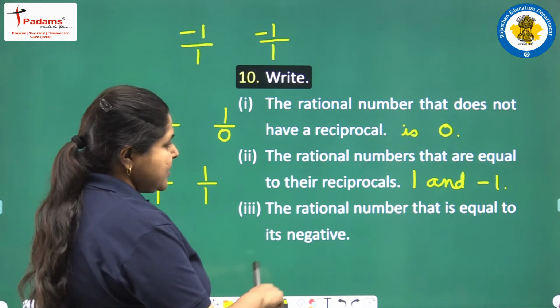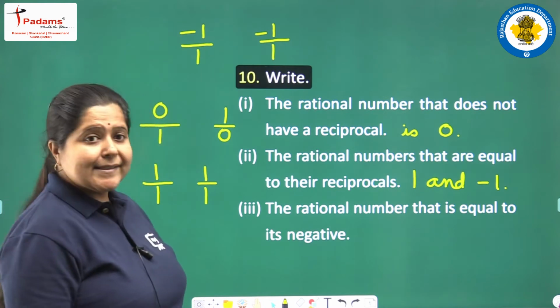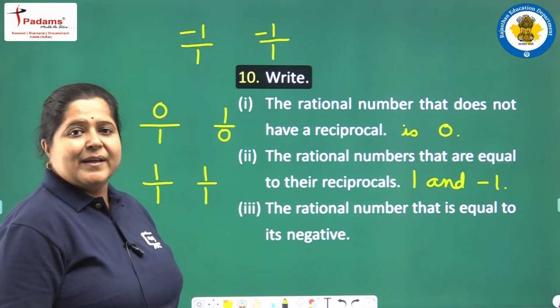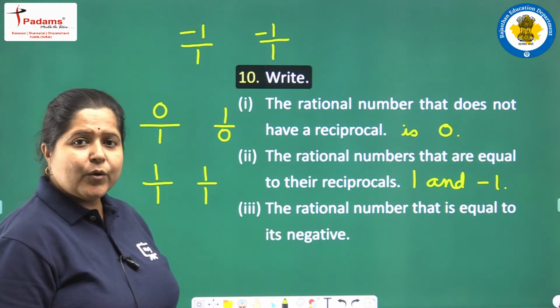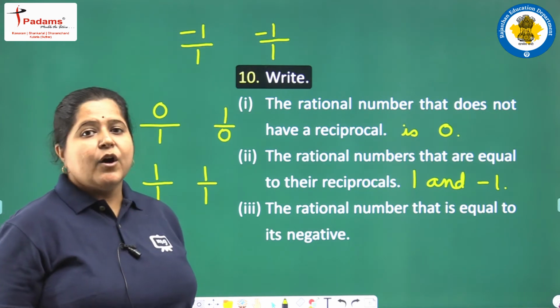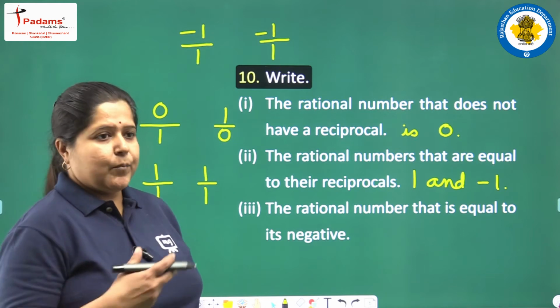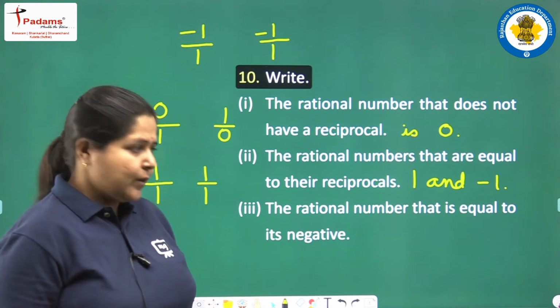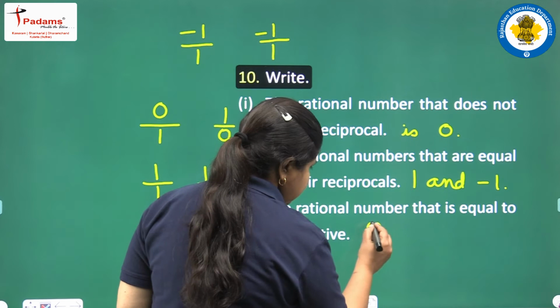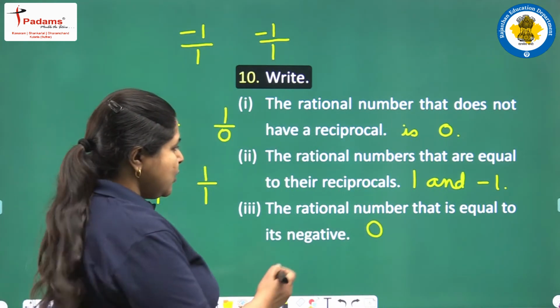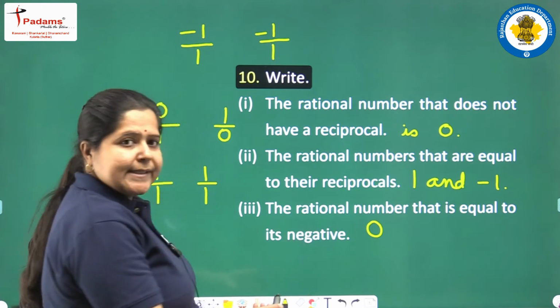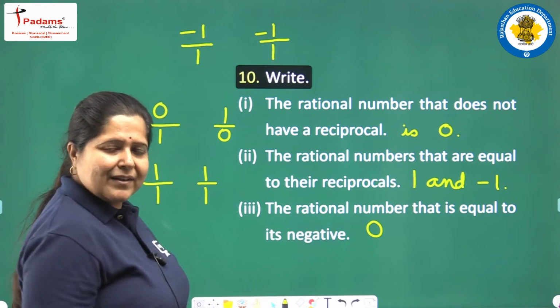Next is the rational number that is equal to its negative. Which rational number is equal to its negative? It is 0, because we cannot define 0 as positive 0 or negative 0. 0 is itself 0. There is no such positive or negative 0. So the rational number that is equal to its negative is 0 itself.